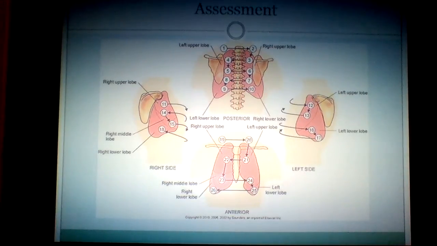You want to start at the apex, which is at the clavicles, and go all the way down to the bases. And you want to make sure that whatever system you decide to use, it is systematic, okay? And this is a system that you use all the time.